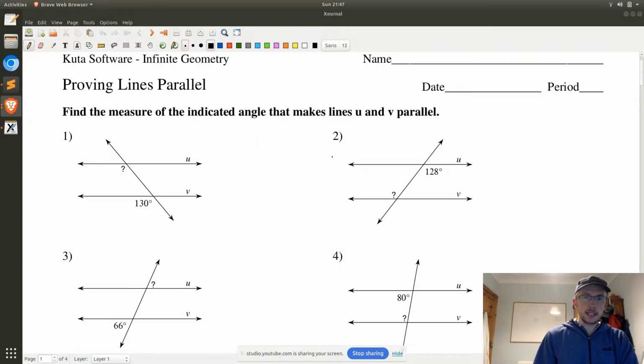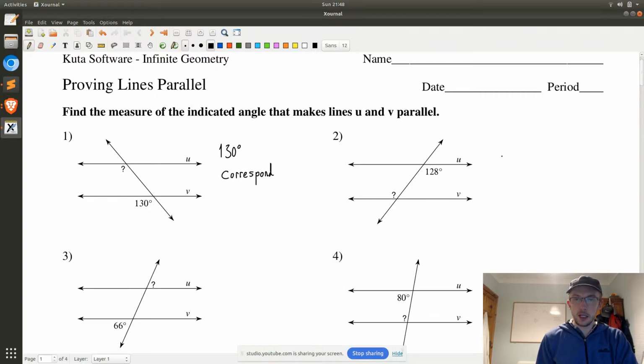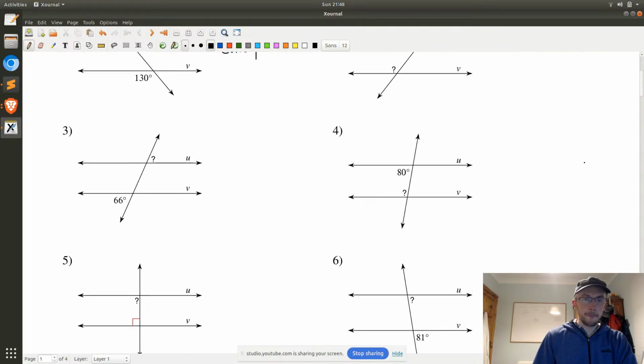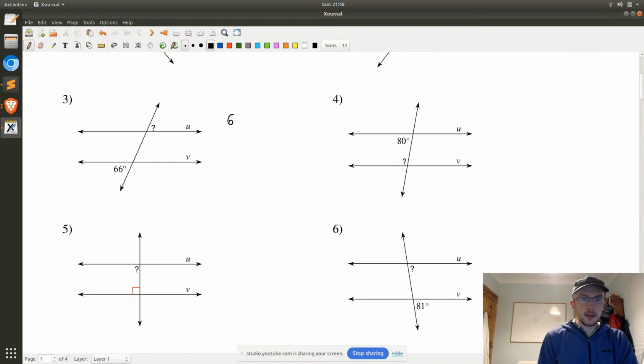Find the measure of the indicated angle that makes lines U and V parallel. That would be 130 degrees, and I will give the reason because they would have to correspond with each other. That would be 128 degrees, because they would have to be alternate interior with one another. 66 degrees. The reason being they would have to be alternate exterior angles.